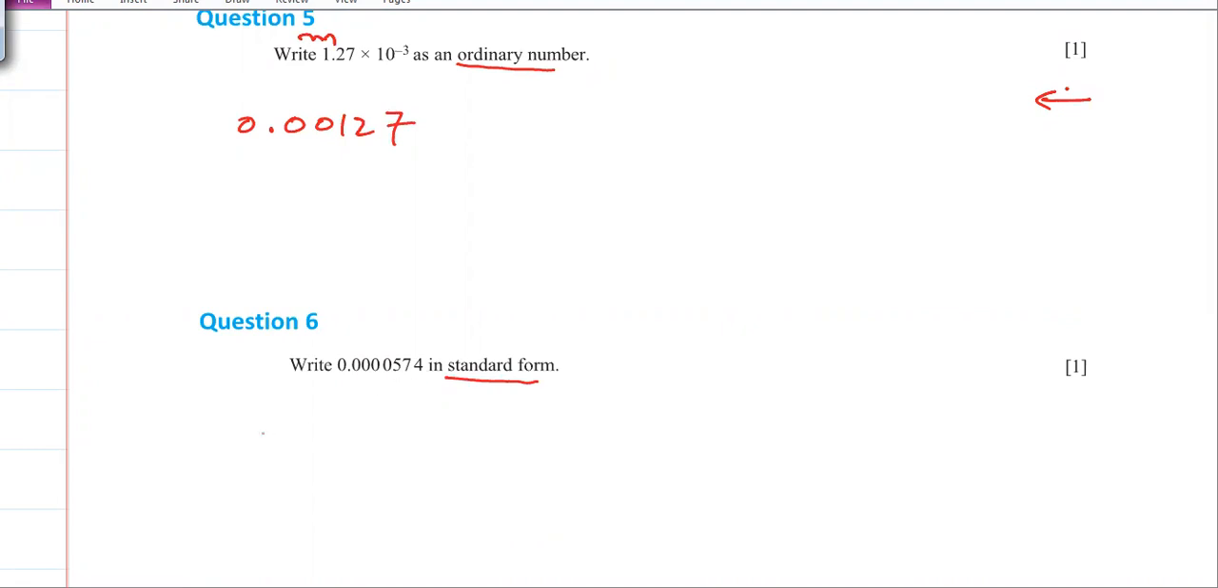So 5.74 multiplied by 10 to the power... How many digits? Because look here, right now the decimal is here and we have to bring it here. From here to here, how many steps will it take? 1, 2, 3, 4, 5. So 10 to the power negative 5, because your decimal is moving from left to right. So the power will be negative 5.